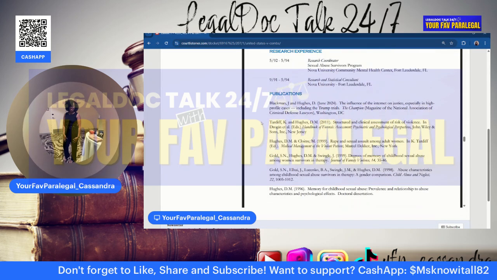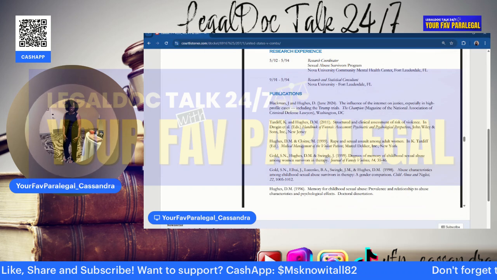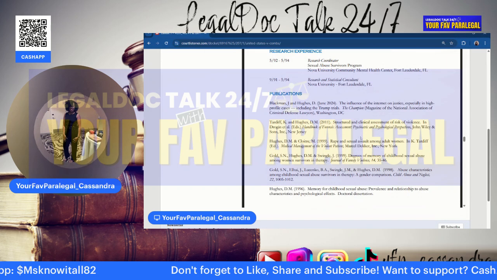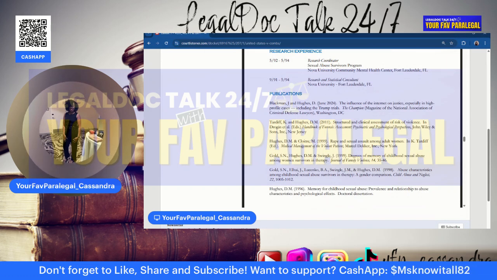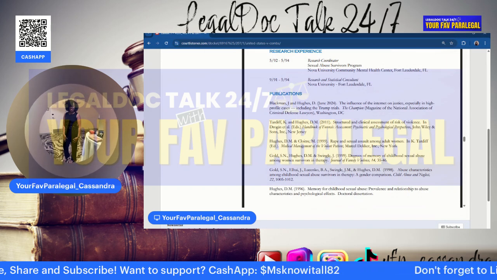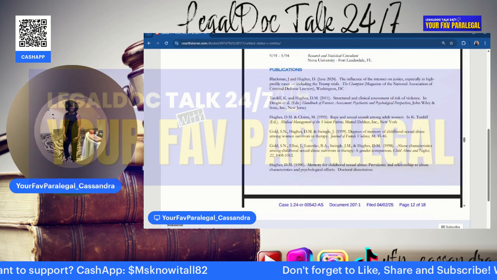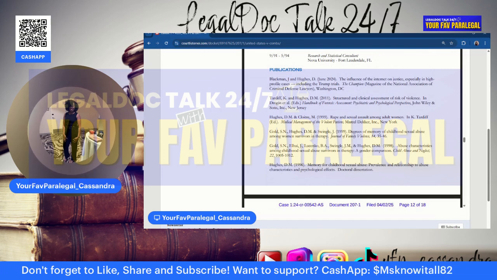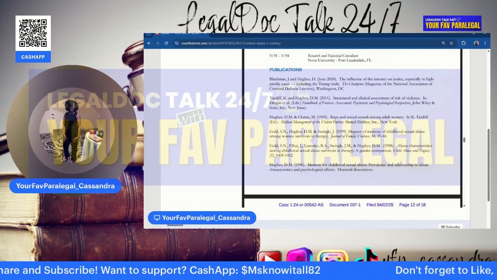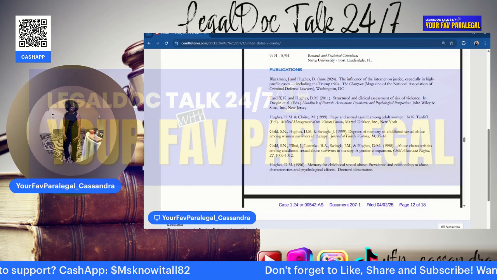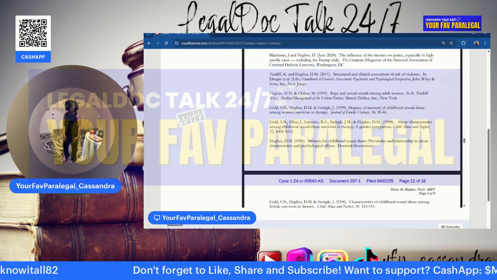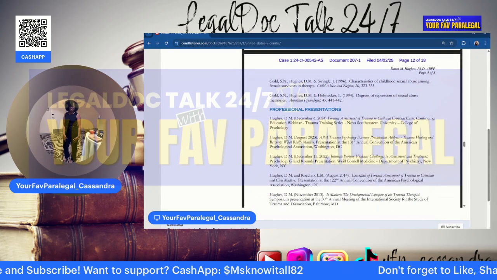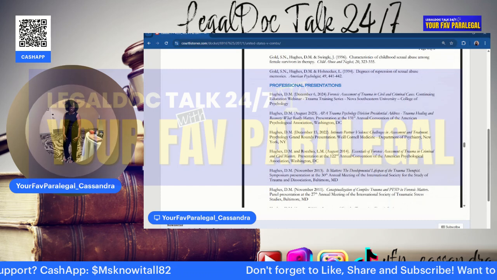So this is publications: the influence of the internet on justice, especially in high profile cases, including the Trump trials, structured and clinical assessment of risk of violence, rape and sexual assault among adult women, degrees of memory of childhood sexual abuse among women survivors in therapy, abuse characteristics among childhood sexual abuse survivors in therapy. So these are all of her publications. And these are her professional presentations.